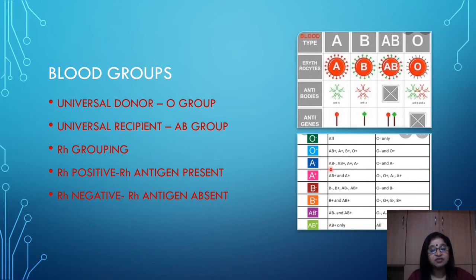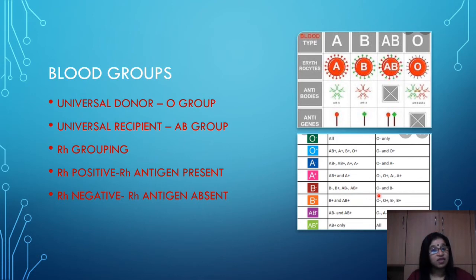If it's A negative, they can give to AB negative, AB positive, A positive and A negative, and can receive from O negative and A negative only, because theirs is Rh negative. If it is A positive blood group, they can donate to AB positive and A positive, and they can take from O negative, O positive, A negative and A positive. B negative can donate to B negative, B positive, AB negative and AB positive.